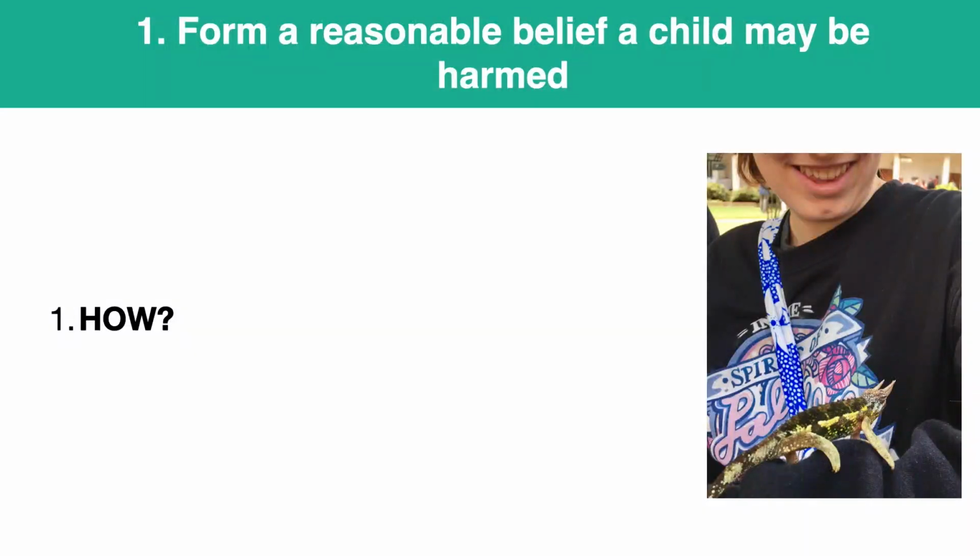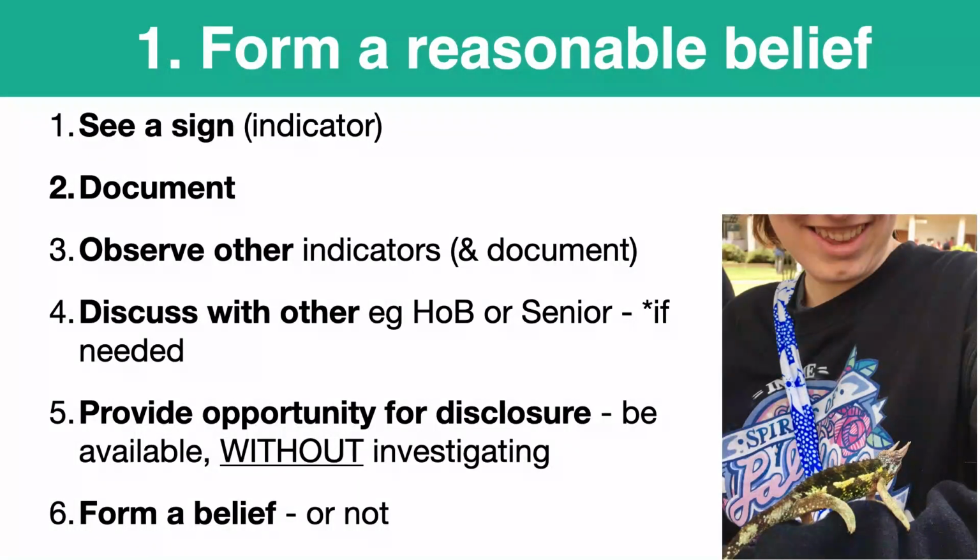When we form a reasonable belief that a child may have been harmed, there's several steps involved in forming that belief. The first step would be, you may see a sign or an indicator, and you could write it down and then continue to observe. If you see other indicators and you document them as well, you may be beginning to form a reasonable belief, but you might wish to discuss that with someone else, perhaps the head of boarding or a senior that you work with. If you feel that's necessary, we're not disclosing anything confidential. We're just discussing what we're seeing and checking with somebody else if what we're seeing is a reasonable belief.